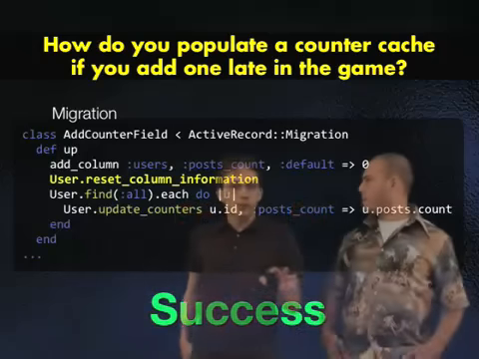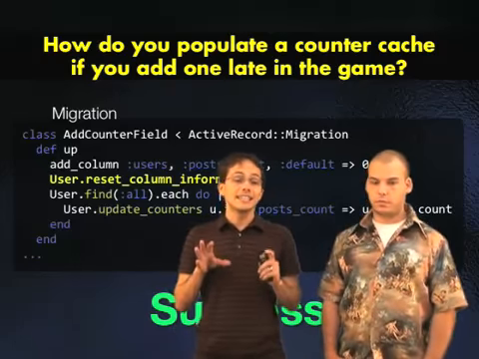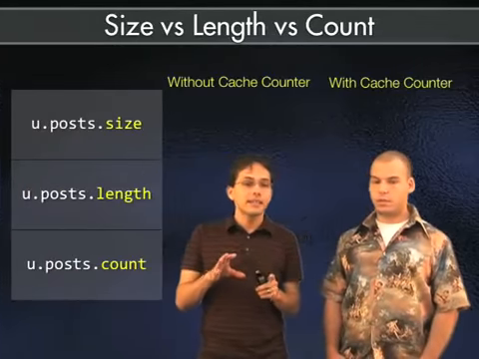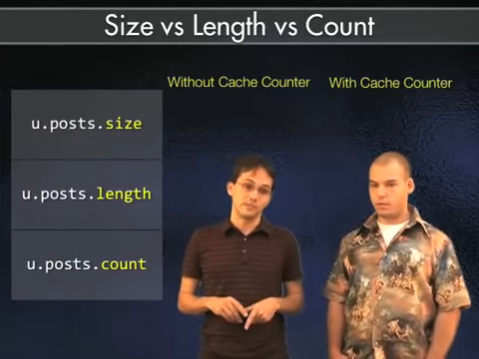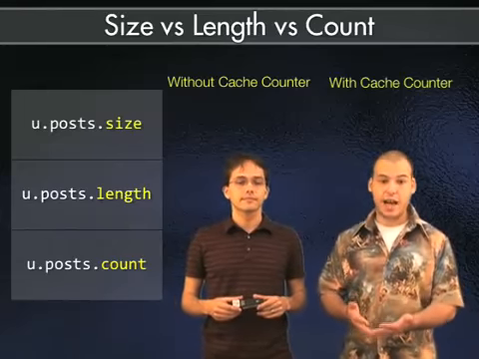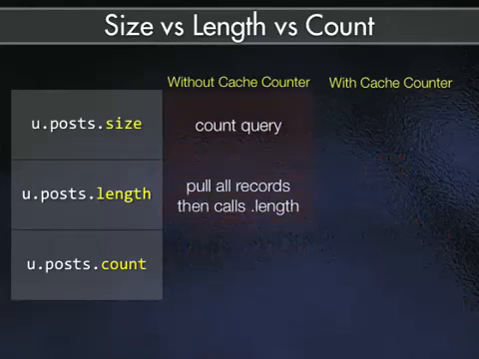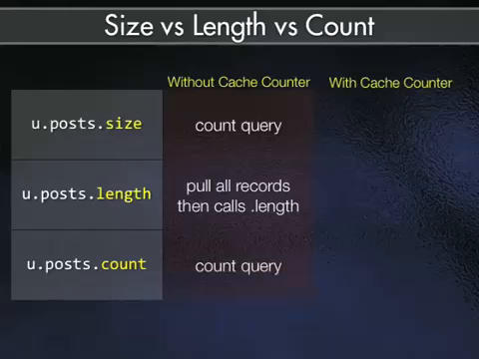Hey. Before we move on from counter caching, I thought we'd take a quick look at the difference between the size method, the length method, and the count method. So without the counter cache, if you do user.post.size, it's going to actually run a count query. If you do user.post.length, it's going to actually go through, pull all of the records, and then call length on the array that it gets out of there. Then if you do u.post.count, it will do the count query again.